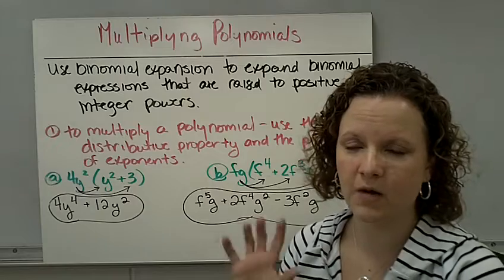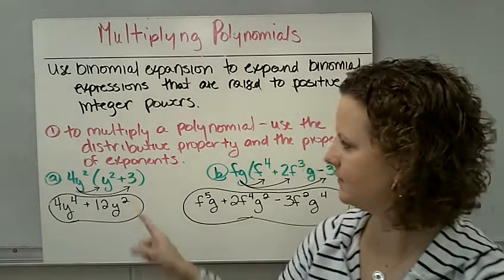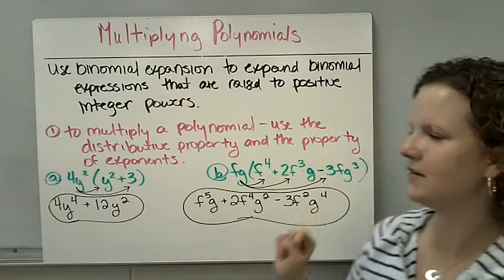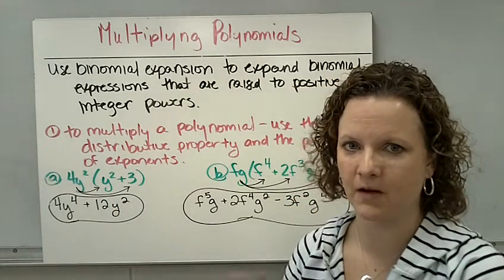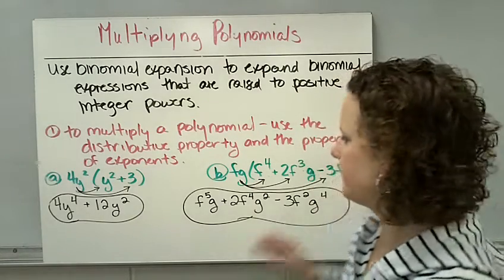So when you have a monomial times a binomial, or a monomial times a polynomial, you just distribute that monomial through, and you have to remember your properties of exponents.